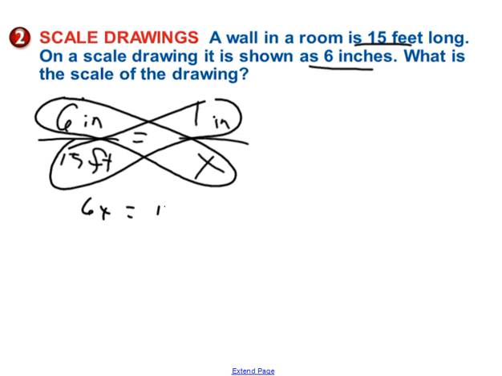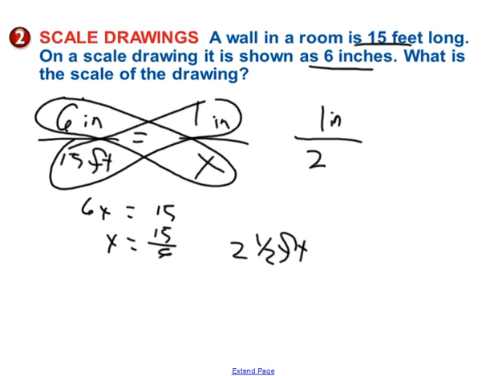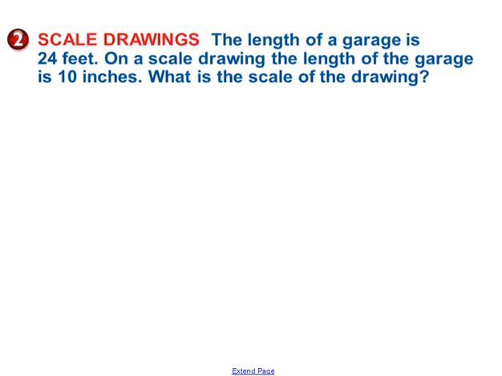6x is equal to 15 times 1, or 15. X then would be equal to 15 over 6. And as I go about reducing that, that would become 2 1/2 feet. So 1 inch is to 2 1/2 feet. That's my scale factor. 1 inch represents 2 1/2 feet in real life. 1 inch on the drawing.